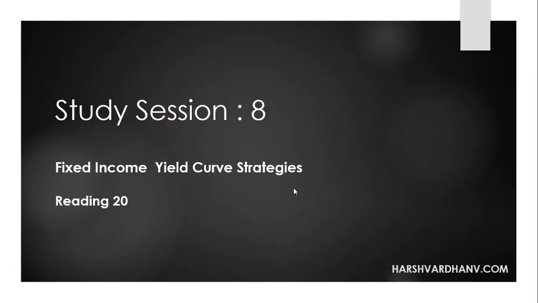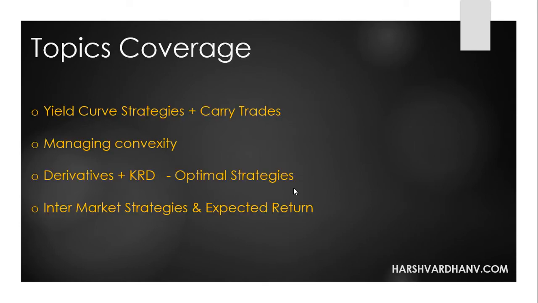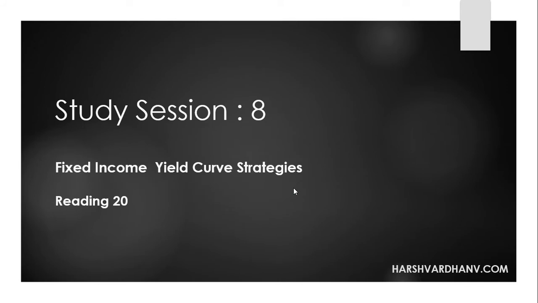Okay, so let's move to the last part of the fixed income, study session 8, reading 20 and 21. Let's cover reading 20 first, which is on the yield curve strategies. In this chapter, we will understand how you can do active bond management using your skills and knowledge of the yield curve, how you predict how the yield curve will move, and how you benefit from that yield curve movement.